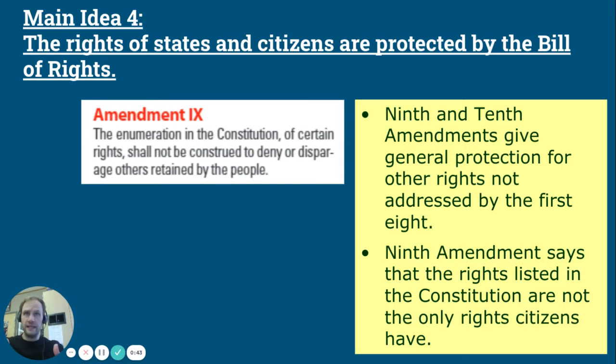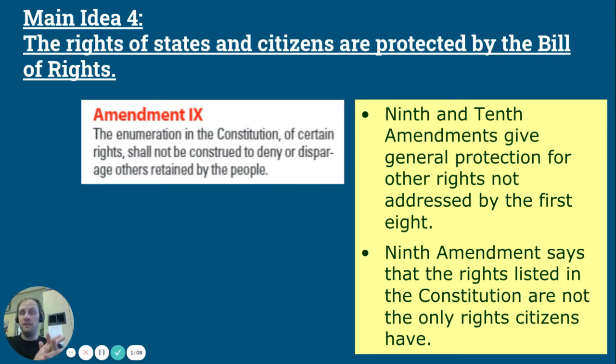in the Bill of Rights, they give general protection for other rights that are not addressed, that are not specifically stated in the Bill of Rights, as far as in the first 8 amendments. These amendments also reserve some governmental powers for the states and the people. So that's a general outlook. Now let's take a look at Amendment number 9.